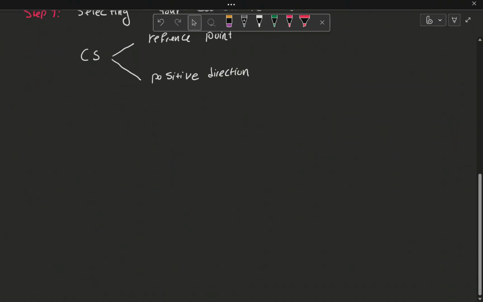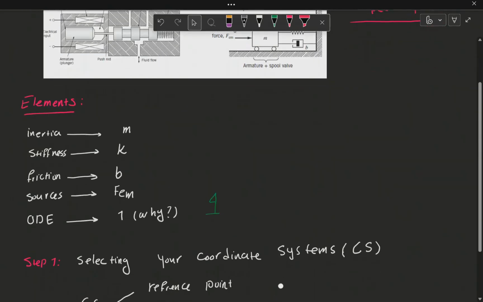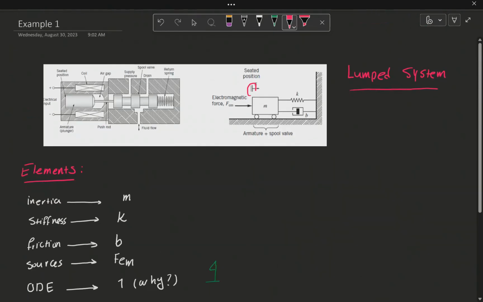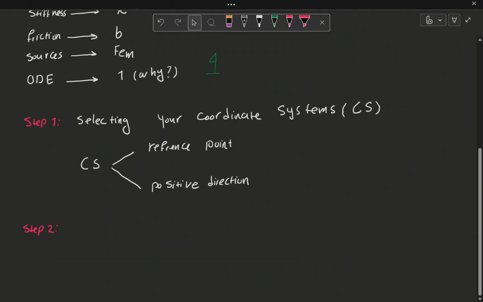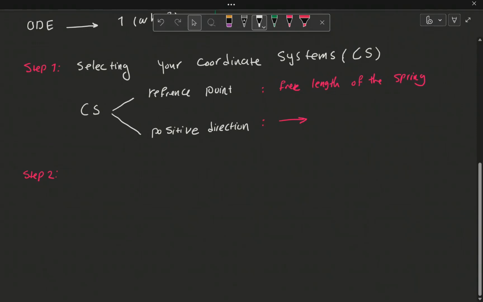Okay. Step two. By the way, guys, I picked the coordinate system starting from the free length of the spring, moving to the right as the positive direction. So this is the free length of the spring, and then this is to the right. Okay. Step 2 is isolating your inertia elements.